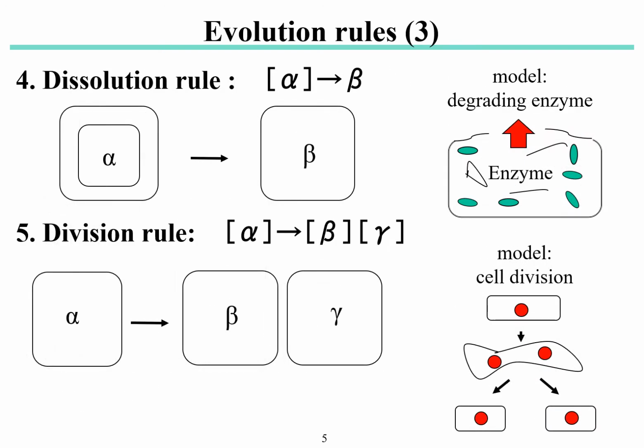The fourth rule is a dissolution rule that dissolves a membrane, like this figure. The rule is based on a biological model of work of a cell wall degrading enzyme. The final rule is a division rule that divides a membrane into two membranes, like this figure. The rule is based on the biological model of cell division.